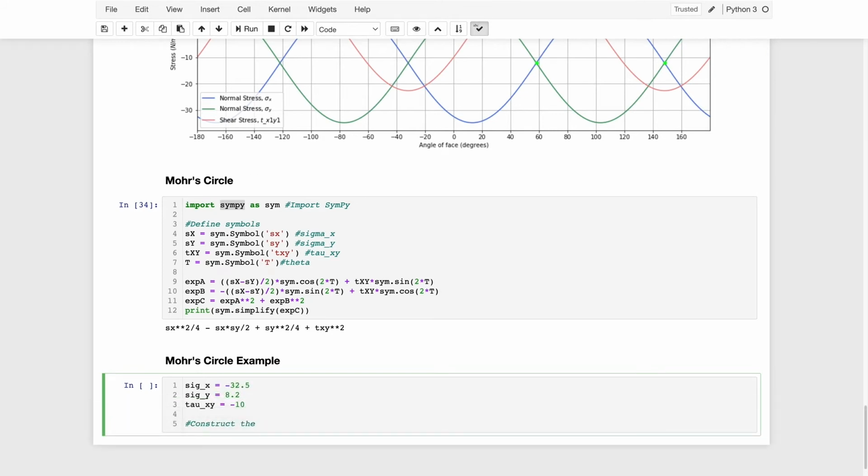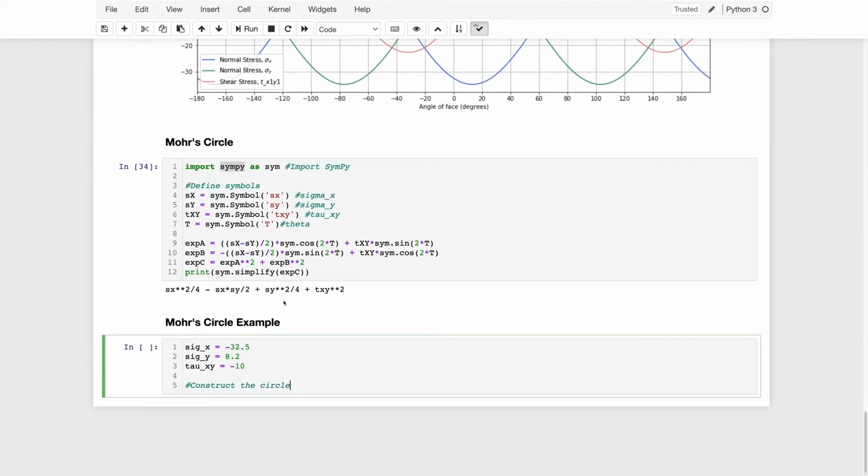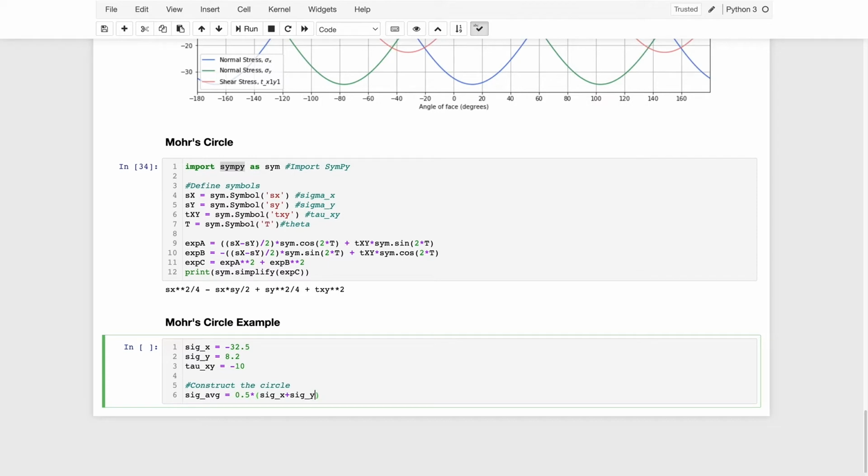Again, just to emphasize, you don't actually have to plot this in Python. What I'm trying to say is it doesn't have to be accurately drawn. You can work it all out from the geometry of the circle, from just a sketch. But as I say, I'd like to have something nice to work with here. So the first thing I want to do is calculate sigma average, sigma x plus sigma y over 2. All right then, now I want the radius of the circle.